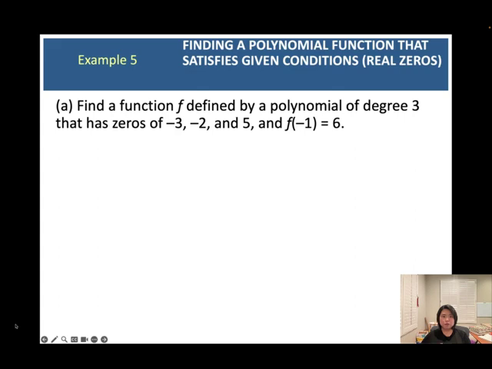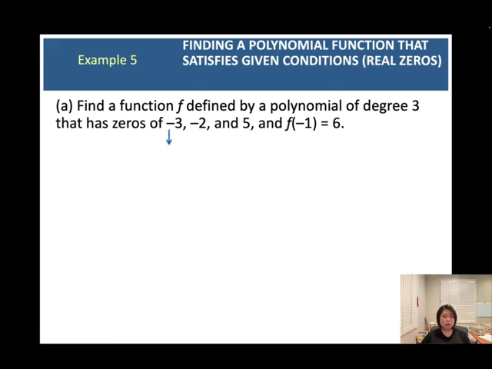Example 5. Find a function f defined by a polynomial of degree 3. Okay, degree 3, so you should have at most 3 zeros. That has the zeros of -3, -2, and 5, and you also know that f of -1 equals 6. Okay, this is not equal to 0, so -1 is not a factor, it's not a zero. So we only have these 3 zeros, and this is going to be degree 3.